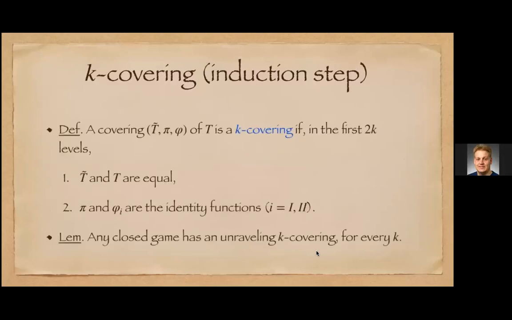And we will need a slight generalization of covering, a K-covering, in order to apply an induction step. So what is a K-covering? A K-covering is just a covering such that in the first two K levels of the game, it is the identity. So the trees are equal in the first two K levels, and the mappings pi and phi I are all the identity functions in the first two K levels.